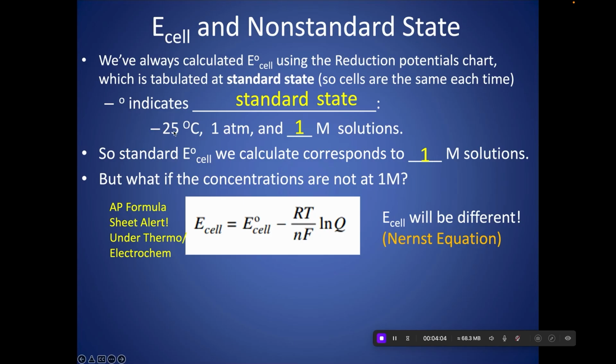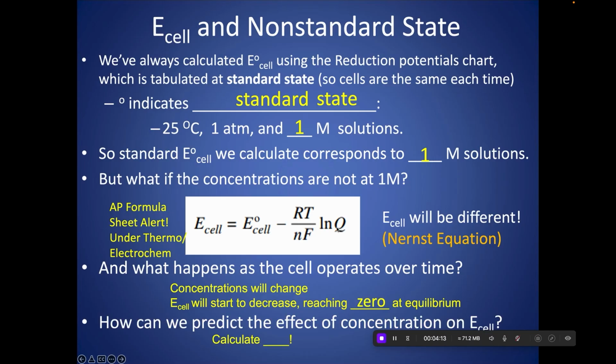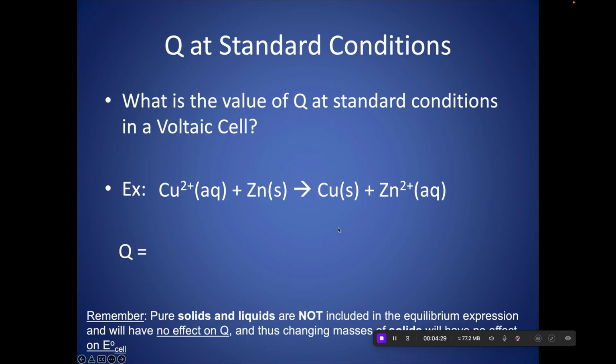T, yes, that might change if you're not at 25 degrees Celsius, but if you're still at standard state, all those things are still the same. It's really going to come down to calculating Q. It's a Q question. We could answer the question of whether the voltage increases, decreases, or remains the same simply by just looking at this equation and calculating Q. So let's look at an example. Let's say this is my redox reaction happening in my voltaic cell.